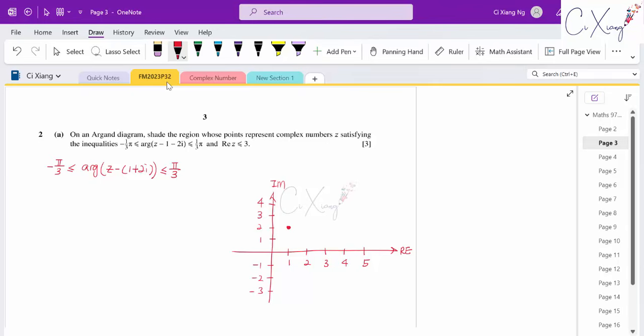On the right hand side of 1 plus 2i, I will put a horizontal line so that we can measure the angle pi over 3. For this inequality, the angle pi over 3 is measured anti-clockwise from the horizontal line on the right hand side of the point. When we want to measure pi over 3, according to the triangle we have, the angle pi over 3 means 60 degrees. So if we have 60 degrees, the height ratio should be square root 3 over 1.